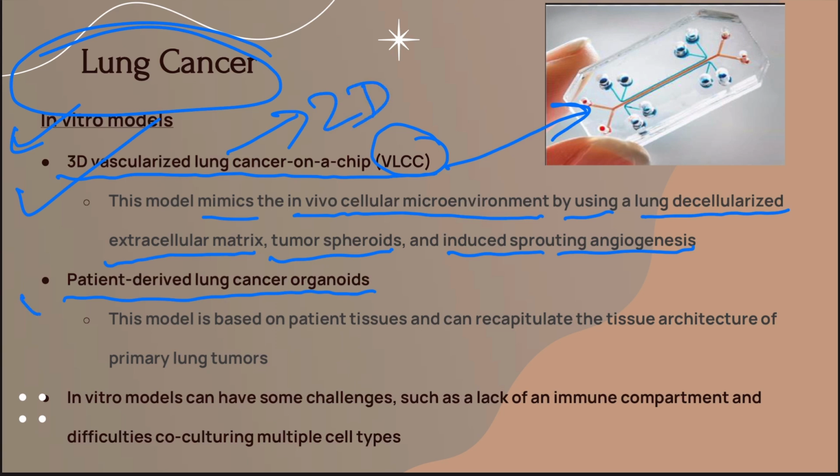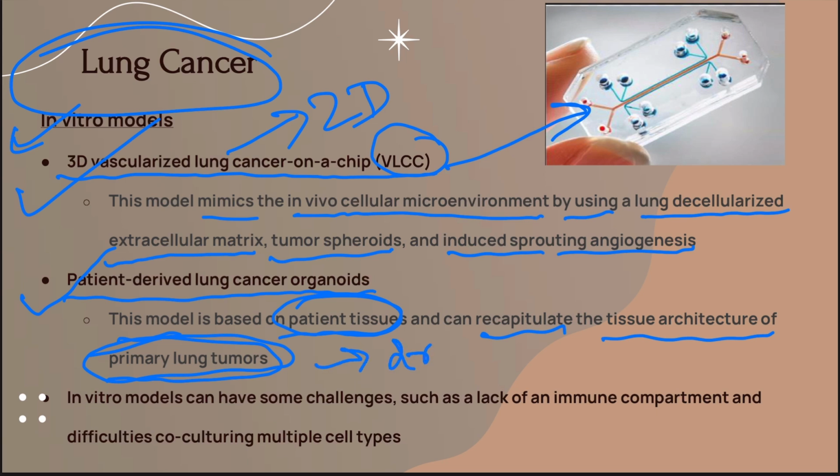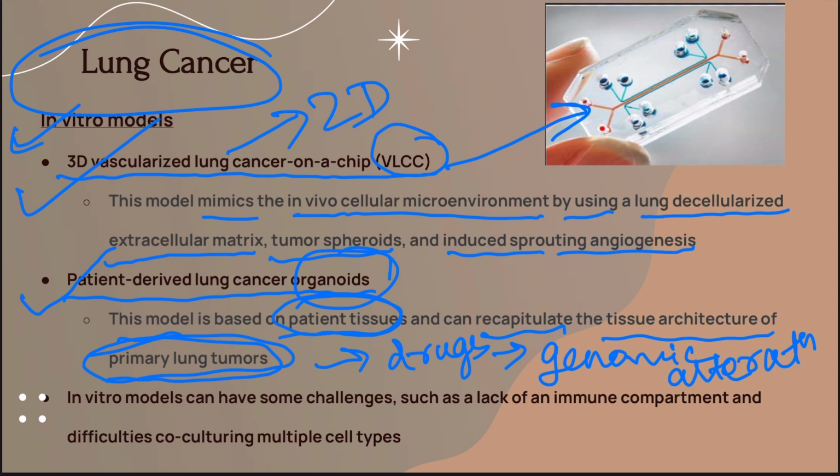Then next we come to the patient-derived lung cancer organoids. This model is based on the patient tissues, because it can easily recapitulate the tissue architecture of the primary lung tumors, and it will respond to the drugs differently based on the presence of the genomic alterations in that particular lung cancer. So different lung cancers will respond differently, and organoids means basically the miniature form of the organs.